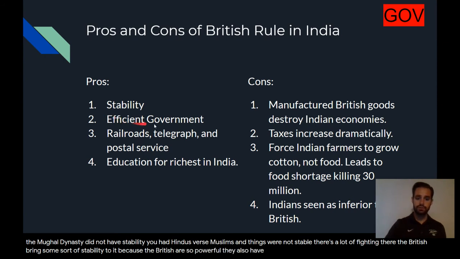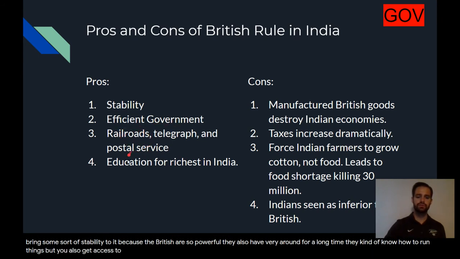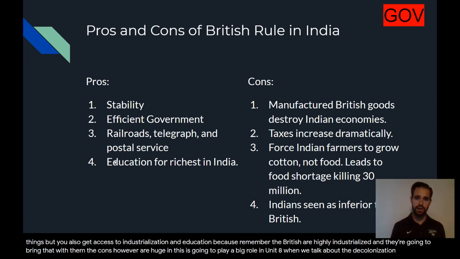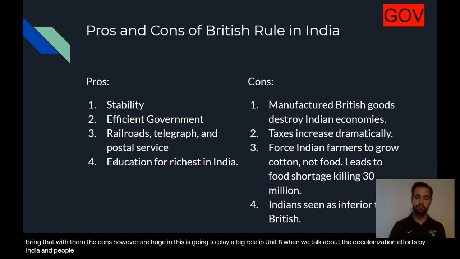You also have very efficient government. The government of Britain has been around for a long time. They kind of know how to run things, but you also get access to industrialization and education because remember, the British are highly industrialized and they're going to bring that with them. The cons, however, are huge, and this is going to play a big role in Unit 8 when we talk about the decolonization efforts by India and people like Mahatma Gandhi.